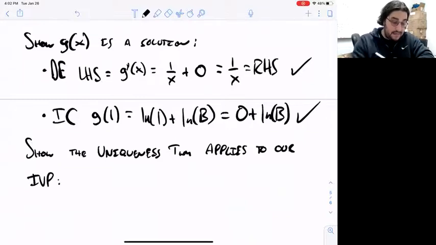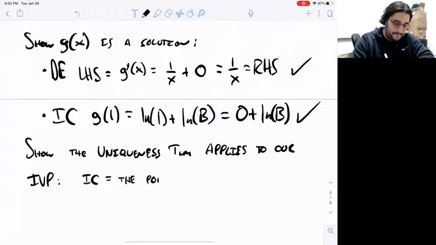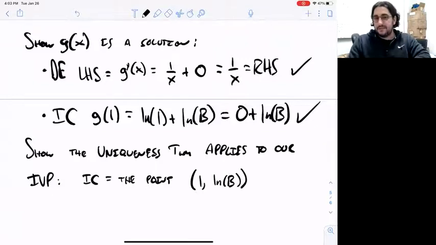So in this case, what is the initial condition? The initial condition is the point (1, log of b), right? That's the initial condition.